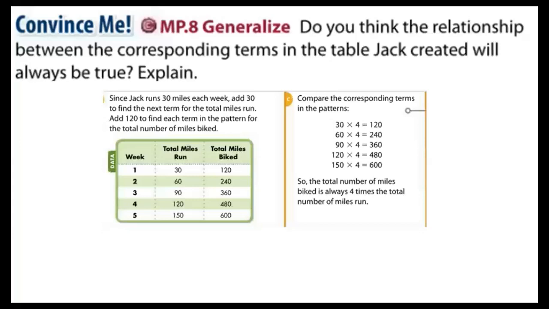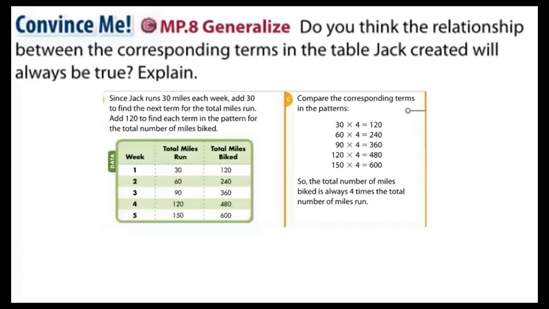This is for run. For bicycle, he started with 120. So the constant, steady amount he's going to add each day: the second day, 240, plus 120 is 360, plus 120 is 480, plus 120 is 600, and so on. So he asked here about the relationship. Do you think the relationship between the corresponding terms in the table Jack created will always be true?